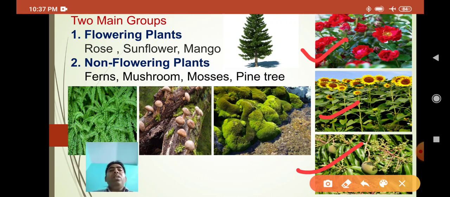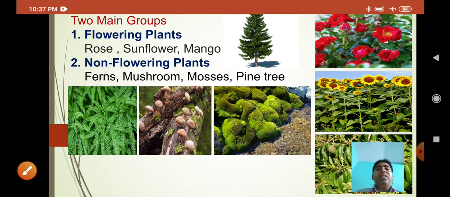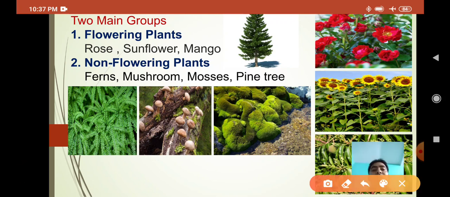Now we come to the non-flowering plants. Non-flowering plants are those plants which never produce flowers for their reproduction. They don't need flowers for reproduction. They reproduce by different modes. Now you can see that these are the non-flowering plants. These are the ferns. They do not produce flowers.